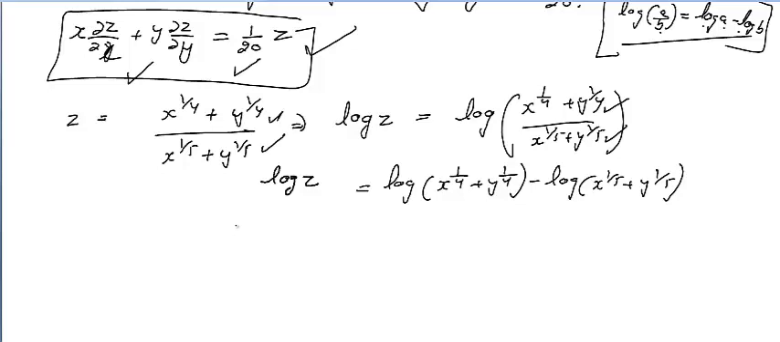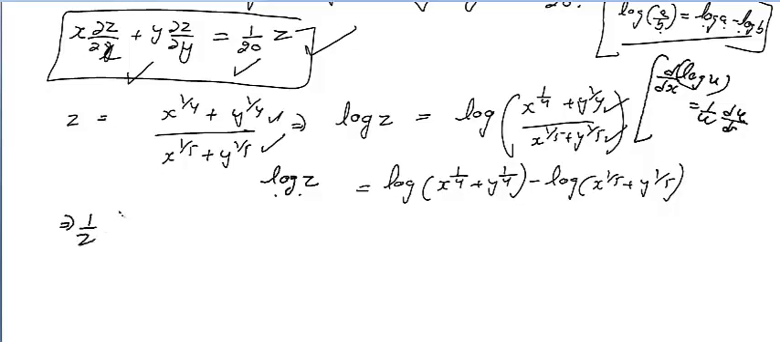When you differentiate with respect to x, you know the formula: derivative of log u is 1 over u times derivative of u again. So derivative of log z will be 1 over z times derivative of z again with respect to x. Why is it a partial derivative? Because z depends upon x and y. Now log u gives 1 over u, and the derivative of this again.